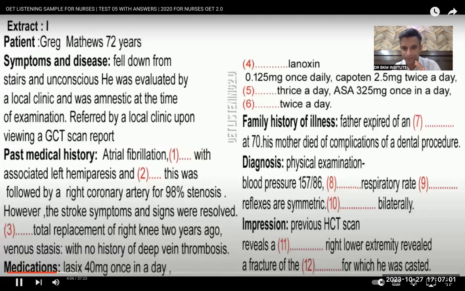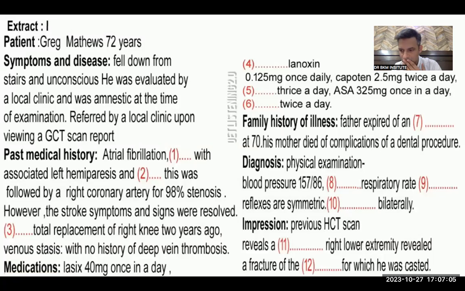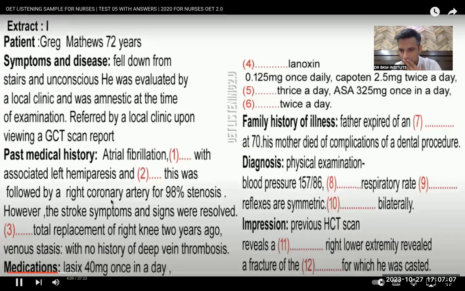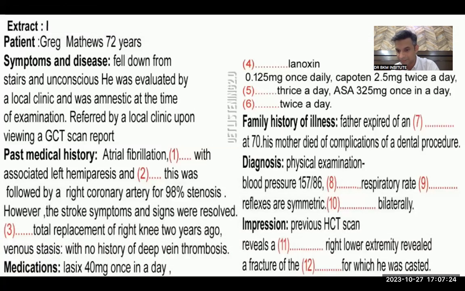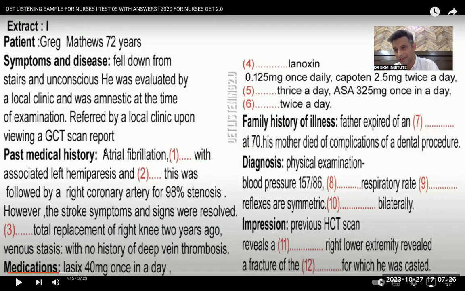So the ankle. Well, I have reviewed his previous CT scan, which reveals a left parietal epidural hematoma. Left parietal something. Again, I'm telling you, these kinds of blanks will not come in the final exam. You don't have to worry about these things. Obviously, this listening is difficult. Right lower extremity revealed a fracture of the right lateral malleolus, for which he was casted. Right. Whatever thing, malleolus, something words he has spoken.